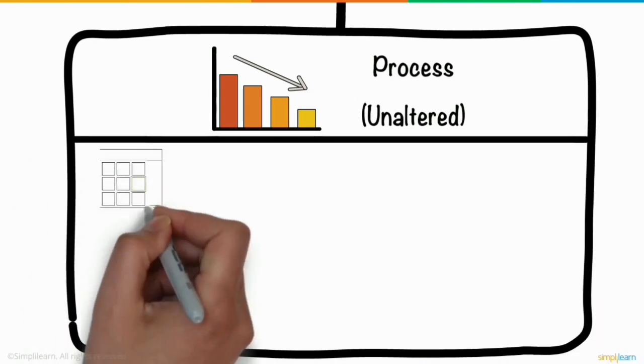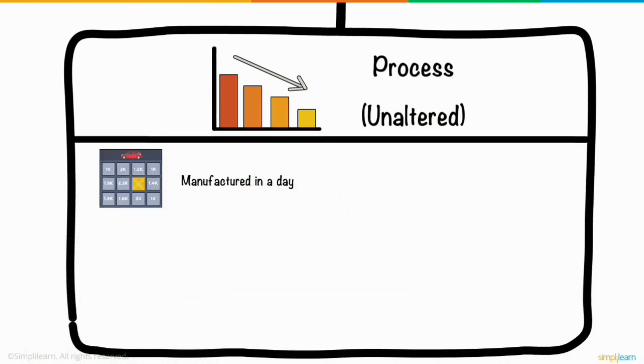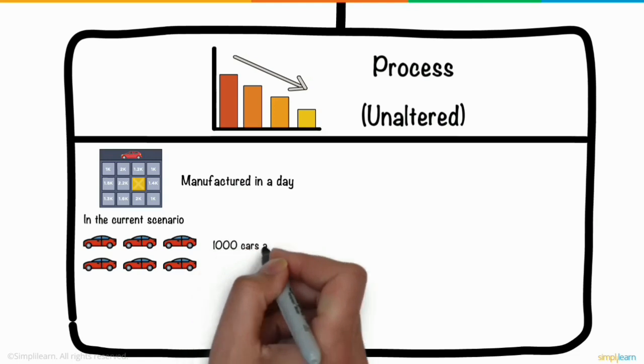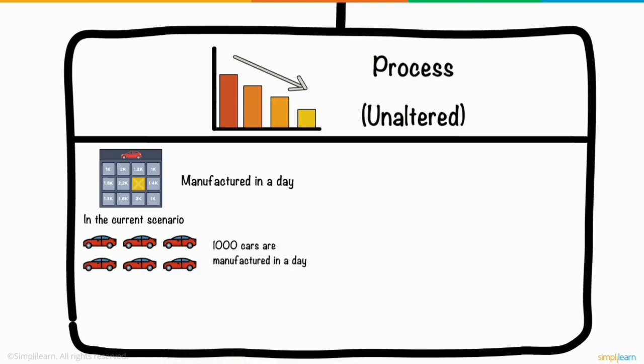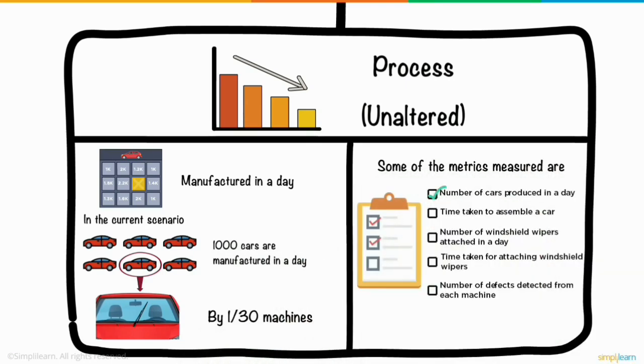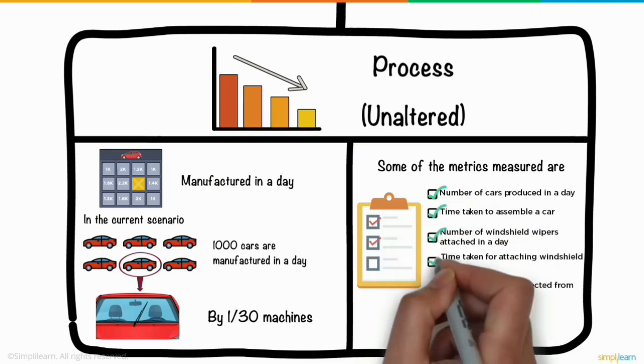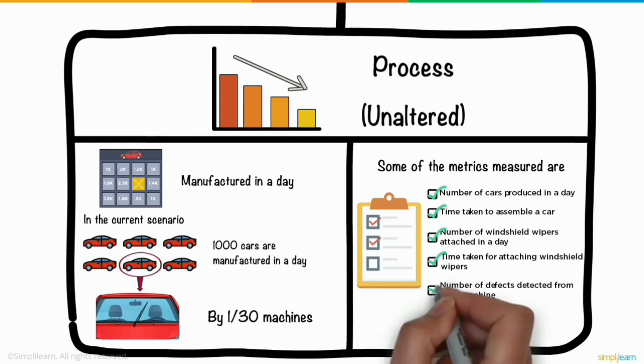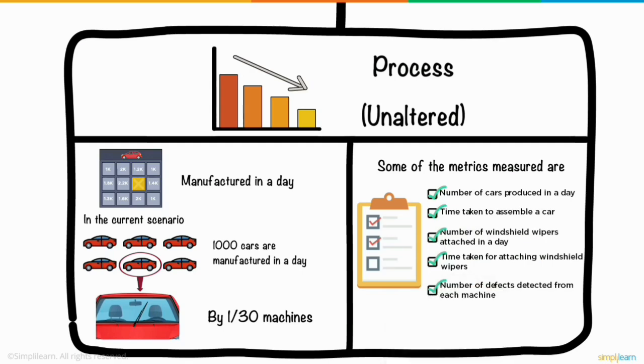In the Measure phase, you determine how the process is performing currently in its unaltered state. You determine the current number of cars that are manufactured in a day. In the current scenario, 1,000 cars are manufactured in a day, and each of these cars are outfitted with a pair of windshield wipers by one of 30 machines used. Some of the metrics measured are how many cars are produced in a day, time taken to assemble a car, how many windshield wipers were attached in a day, time that takes them to do so, defects detected from each machine on assembly completion, and so on.